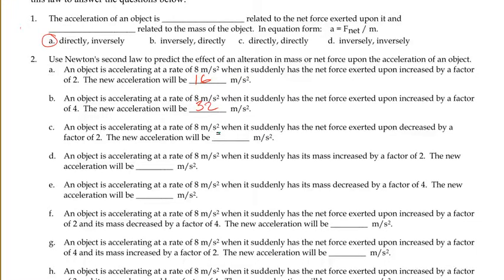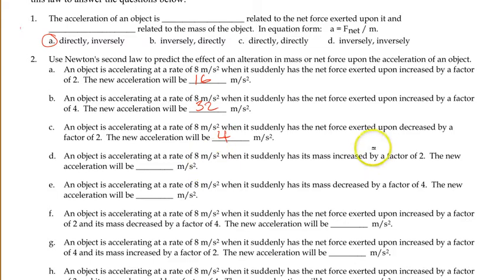In letter C, an object is accelerating at 8 meters per second squared and suddenly has a net force decreased by a factor of 2. Now, since it's directly proportional, if the force goes down, the acceleration magnitude will also go down. If we decrease by 2, then the acceleration also goes from 8 to 4. Just divide the 8 by 2.